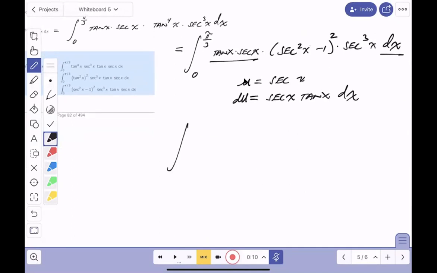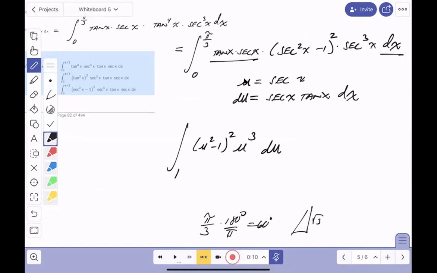So what do you get? You get du, and then you're going to get u squared minus 1 squared u cubed. I know it looks awful. I got to do the limits of integration. So if x is 0, the secant of 0 is 1. Let me just remind you, pi over 3 times 180 degrees over pi. That's 60 degrees. I'll do my little right triangle over here. Root 3. That's 60, by the way, 2 and 1. And the cosine of that would be a half. So the secant would be 2.